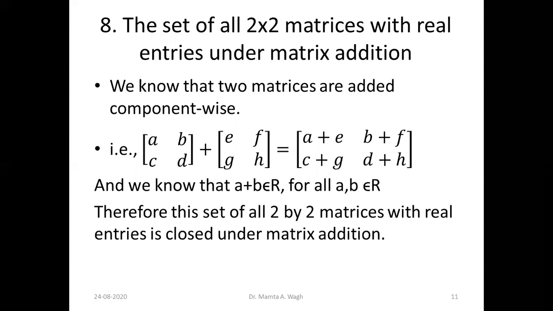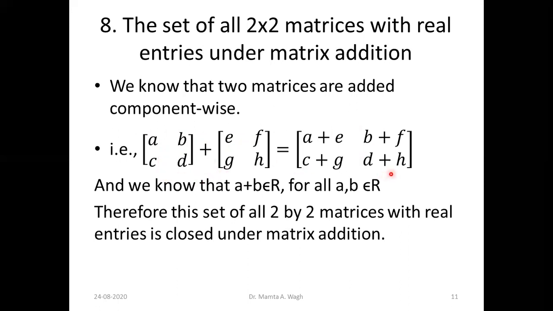Next is the set of all 2 cross 2 matrices with real entries under matrix addition. So this is an important example. Here we are taking the set of all 2 cross 2 matrices with real entries. So the entries are coming from the real numbers and the operation is matrix addition. You already know how to add two matrices. They are added component wise. If you have these two matrices A, B, C, D and E, F, G, H, these A, B, C, D, E, F, G, H are real numbers. And if you are adding these two matrices, then this will be A plus E, B plus F, C plus G, and D plus H.